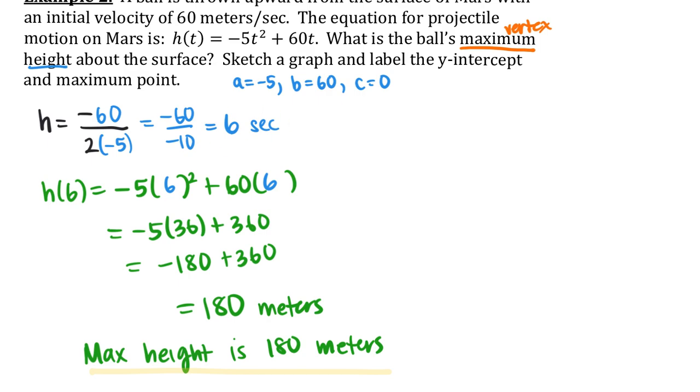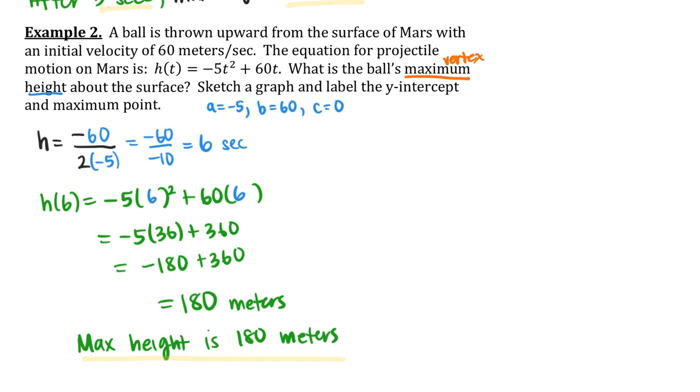Okay, now sketch a graph. Label the y-intercept and the maximum point. Okay. Everything is going to be positive in this graph, so quadrant 1. Label the y-intercept. What is the y-intercept? The c value. C is 0, so 0, 0. If it's 0, 0, it should be right at the corner. You should still label it, but if it's at 0, 0, you should be able to tell it's 0, 0. Okay, that's the y-intercept. The maximum point is the vertex. The vertex is 6, 180.